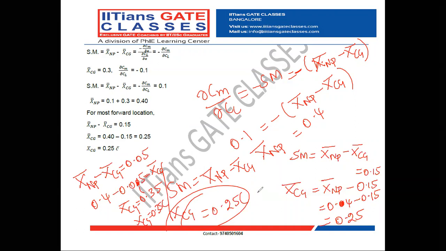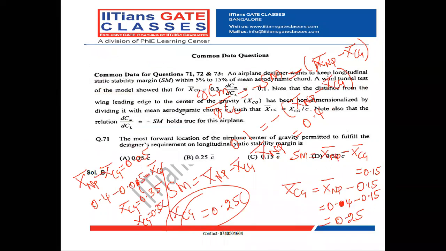So most forward location of CG is 0.25 C, because 0.35 C is behind. So most forward location of CG is 0.25 C. So the answer is, so the option is, option B is the correct answer for question number 71.